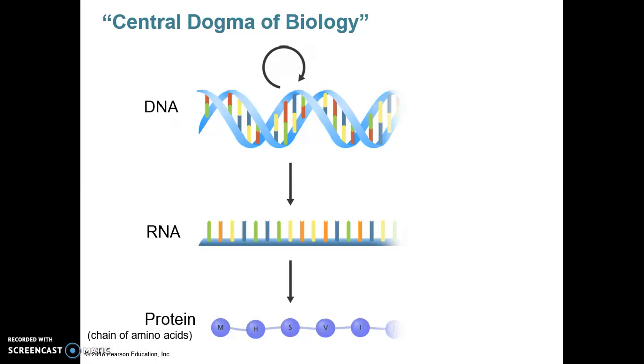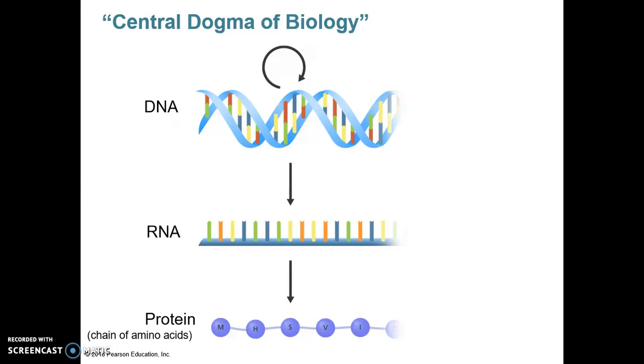And the central dogma of biology shows the flow of information from DNA to protein. It's just a transfer of information in the same thing. And this is what Chapter 10 is all about. And you're getting a little preview of what we're going to be talking about this week and next week.